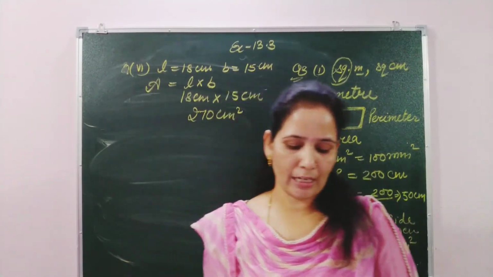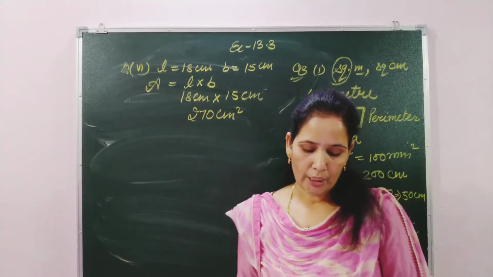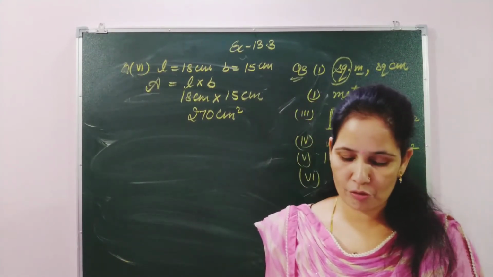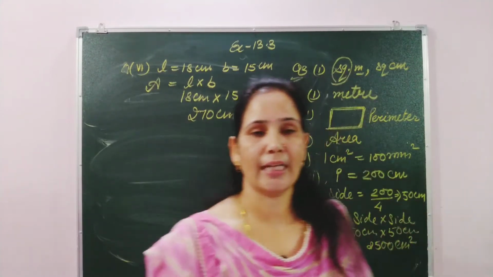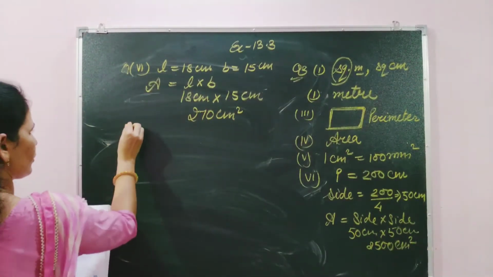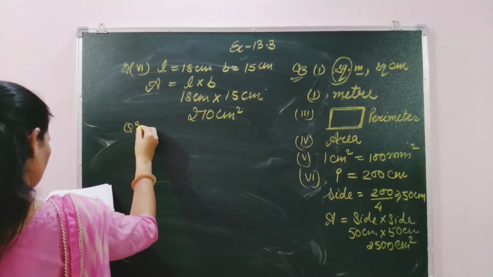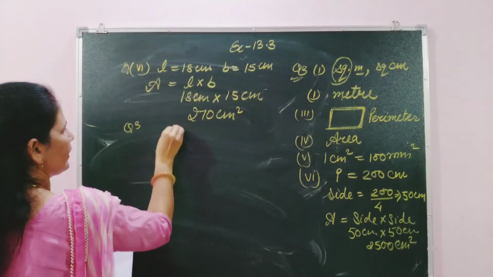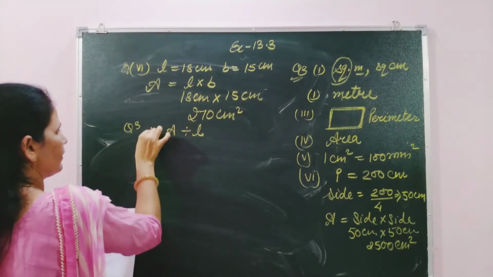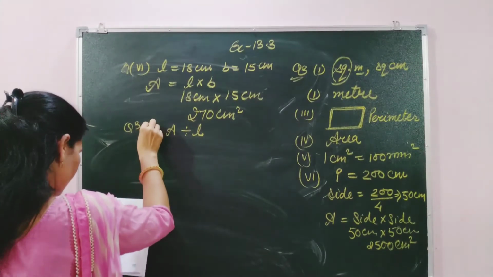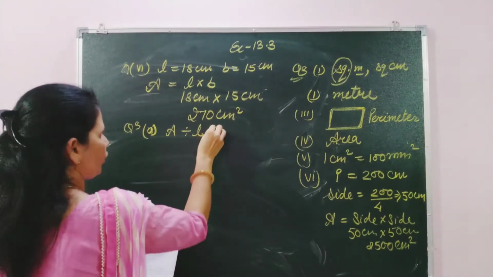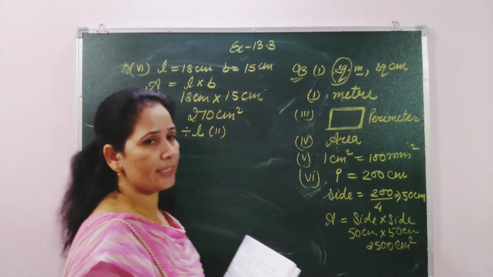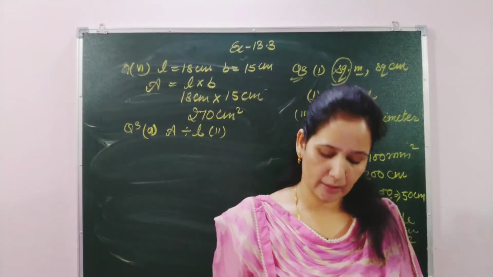Okay. Now then after come on question number 4. In question number 4, we have to choose the correct option. First, to find the breadth of the rectangle, what formula we will use? In question number 3, we will use the formula area divided by length. Okay students, this is the first part, A part, and its option is second. Okay, we use the formula area divided by length to find the breadth.